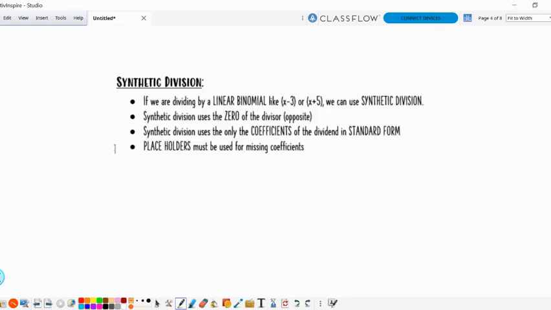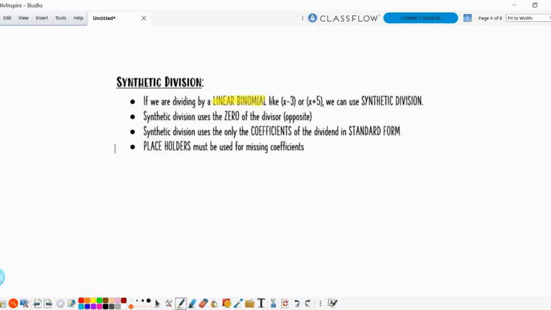So we're going to do division. We're going to look for those remainders of zeros. We're going to do it with synthetic division, which speeds this process up. We can do synthetic division if we have a linear binomial. So we know what those words mean. X to the power of 1, and it has 2 parts. So x minus 3, x plus 5. That means we can use synthetic division.